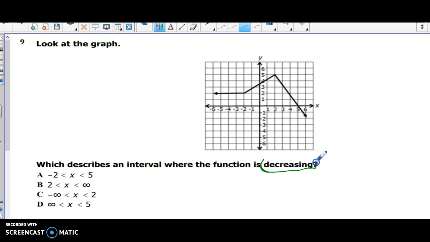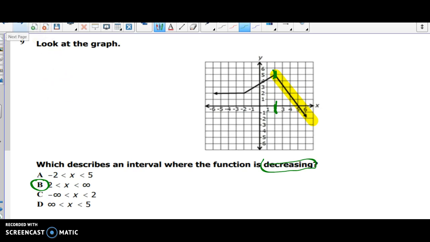Where is the graph decreasing? Decreasing means it's moving downward. So this one is moving downward, starting here to a positive infinity. This number right here on the x-axis is 2. So from 2 to positive infinity, it's moving downward.